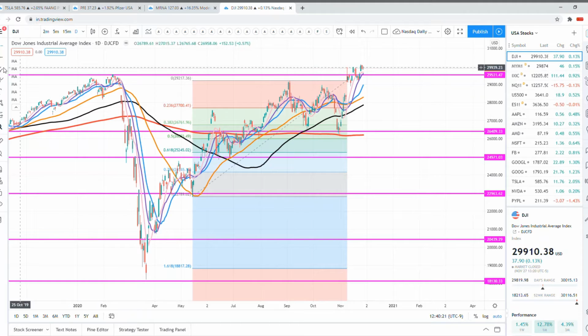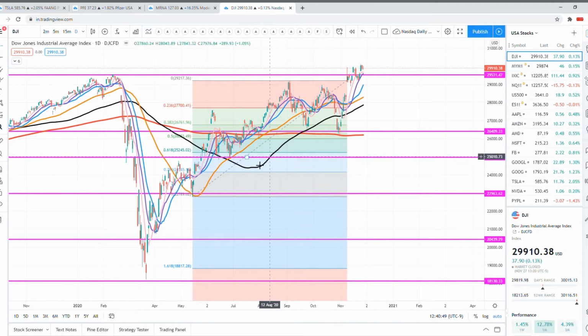This is the weekly update on Dow Jones Index, the Nasdaq and the S&P 500. I have marked the resistance and support levels. So the latest resistance which I have marked over here is 29,531 for Dow Jones Index. And that's what I would like to tell you guys.